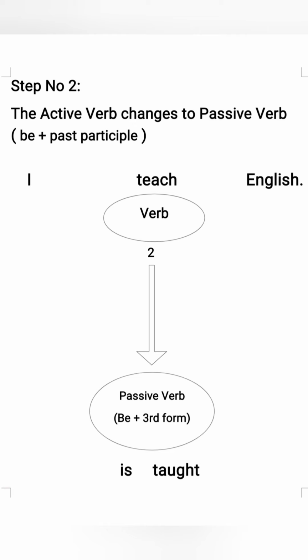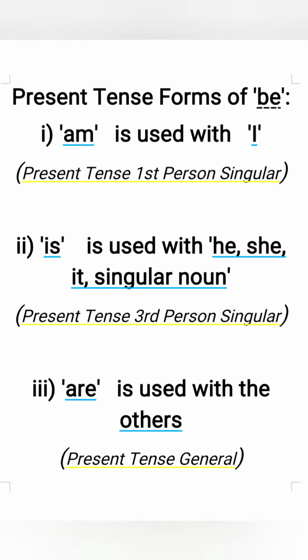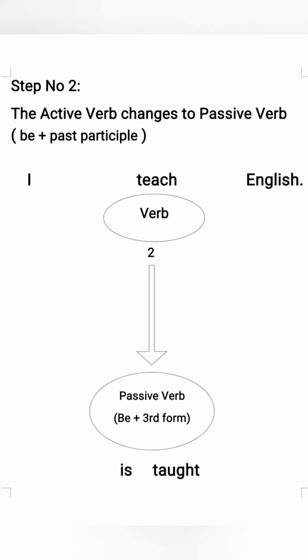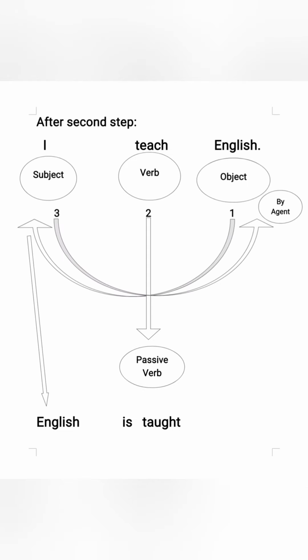And friends, you know, there are 3 present tense forms of be. Am, are, and is. Am is used with first person singular I. Is used with he, she, it, or a singular noun. And are is used with the rest. In the passive sentence, English is the subject, and therefore is will be used because English is third person singular. The sentence after 2 steps will be English is taught.